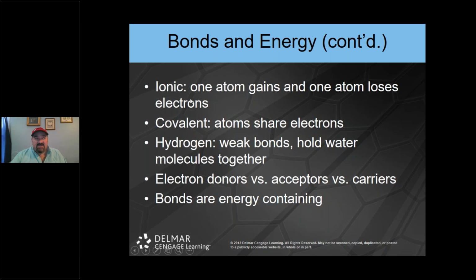So there are different types of charges that are present on the protons, the neutrons, the electrons. Now know that the neutron has no charge. Protons are positively charged. Electrons are negatively charged. Okay? So know that one atom gains and one atom loses electrons when they form this ionic bond.